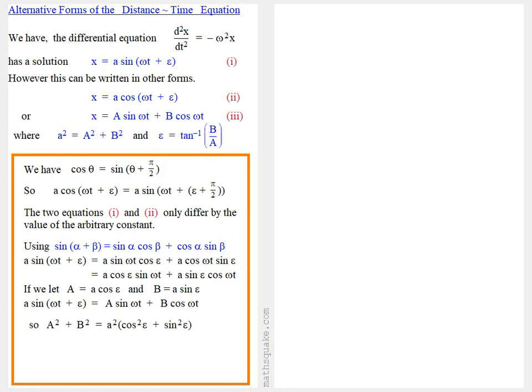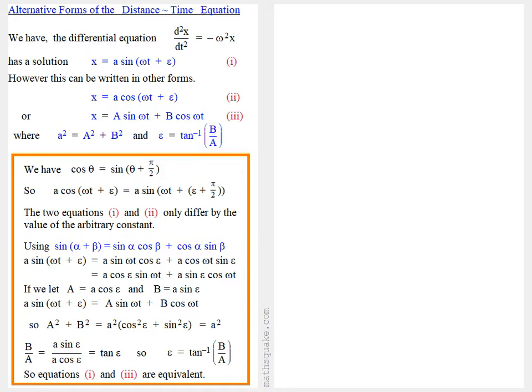So we have capital A squared plus capital B squared is equal to the amplitude squared, that's little a squared, times cos squared epsilon plus sine squared epsilon. Now, cos squared epsilon plus sine squared epsilon is equal to 1. And so that's equal to a squared, the amplitude squared. And we have capital B over capital A is equal to a sine epsilon over a cos epsilon. The a's cancel and leave tan epsilon. So epsilon is equal to the inverse tangent of B over A. And this shows the equations 1 and 3 are equivalent.